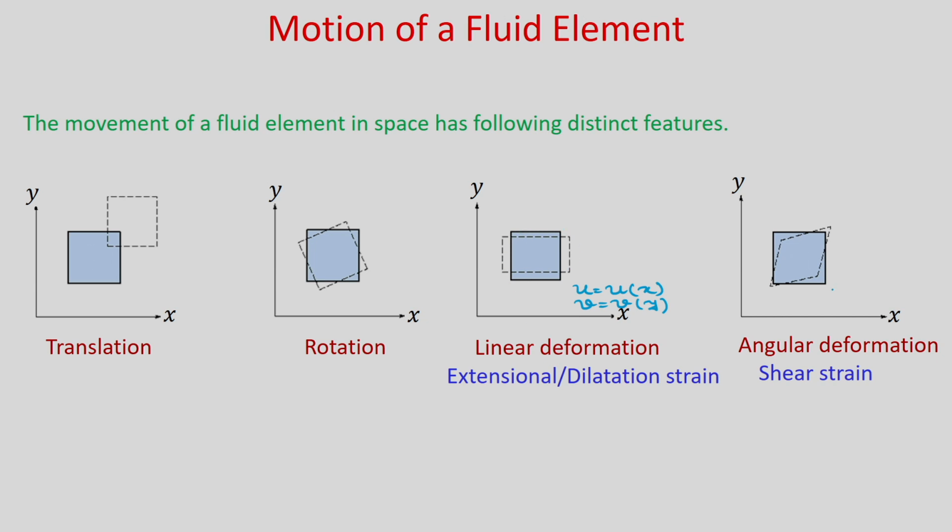But if the velocity is function of both x and y, we are considering two dimensional fluid element. So, in this case u and v are function of x and y. In this particular case there will be an angular deformation and that is known as shear strain. So, you can see when one fluid element is in motion, it will have some extensional strain as well as shear strain due to angular deformation. First, let us consider linear deformation. That means the velocity u is function of x only or v is function of y only.